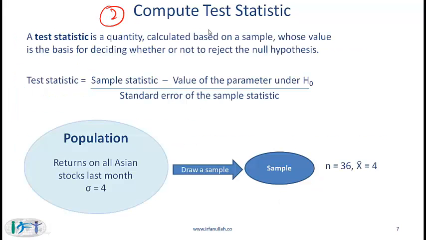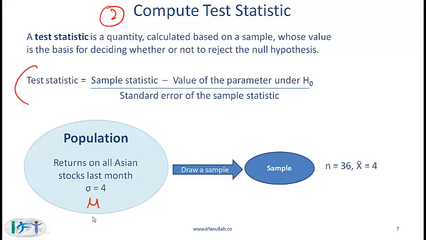Item 2. Compute the test statistic. A test statistic is a quantity calculated based on a sample whose value is the basis for deciding whether or not to reject the null hypothesis. This is the formula for calculating the test statistic, where you are interested in the mean of the population.